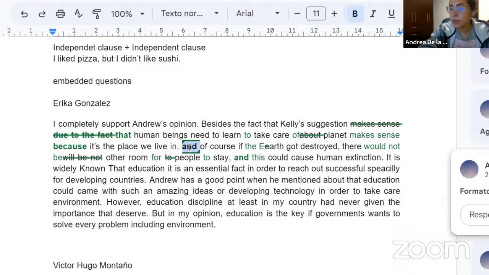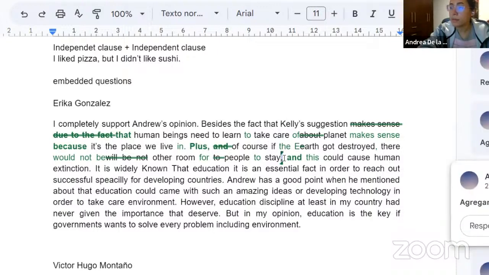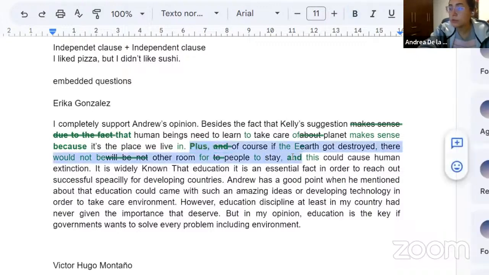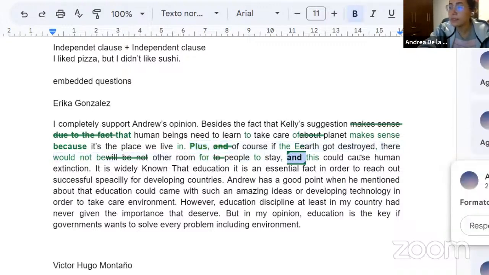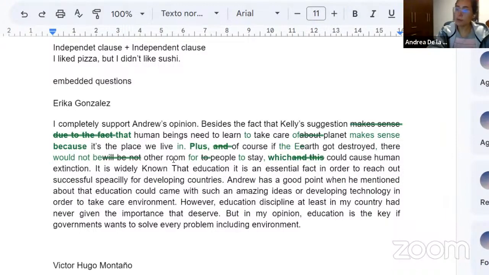right? You could say plus, of course, if the earth got destroyed, there wouldn't be other room for people to stay. We don't have any connectors yet, so we can use this and, right? In our sentence, we don't have any connector, so this is going to be the only one. And this could cause, maybe, which could cause human extinction, right?